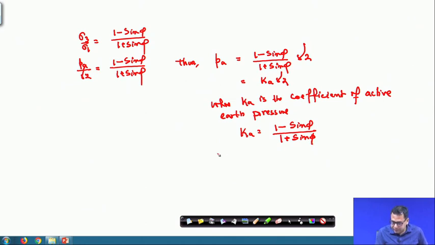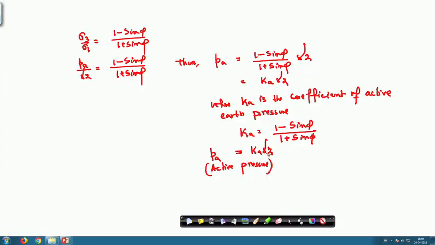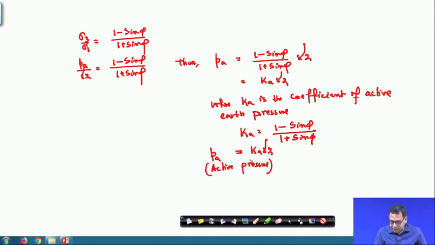So, finally, I can write that P A is the active pressure which is equal to K A into gamma into Z. Gamma is the unit weight of the soil and Z is the depth at any depth from the ground surface within the soil. Okay. So, this way we can calculate the active earth pressure or active pressure, which is K A into gamma Z, and as per this Rankine's theory, this K A is 1 minus sin phi divided by 1 plus sin phi. Okay.